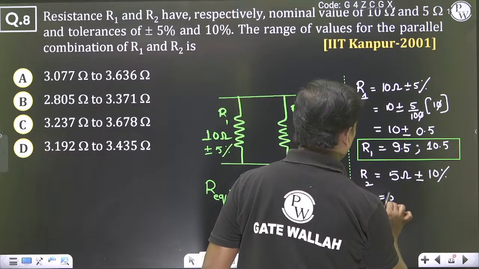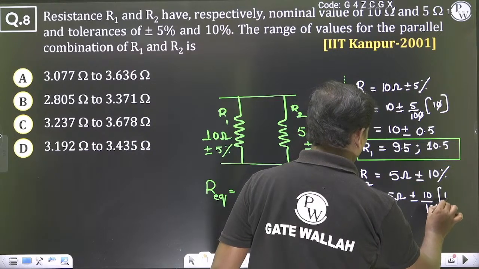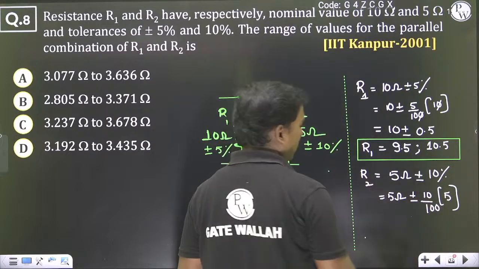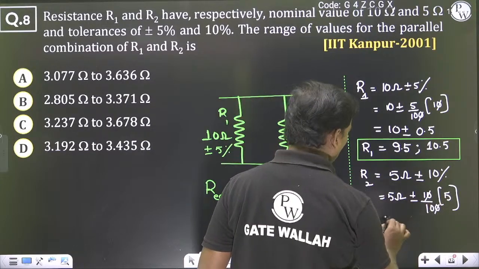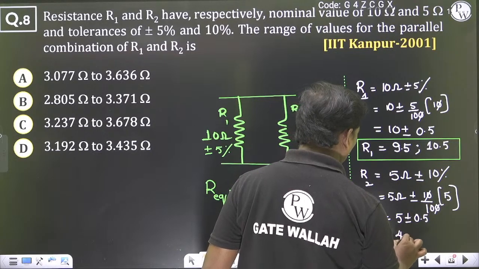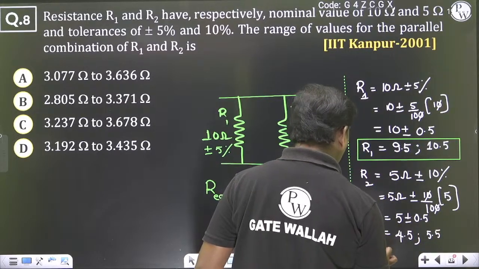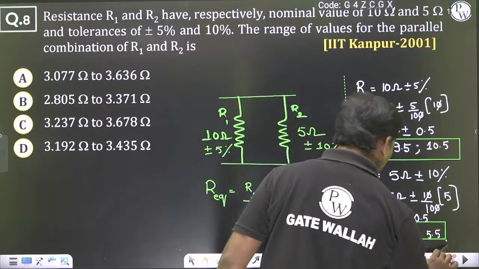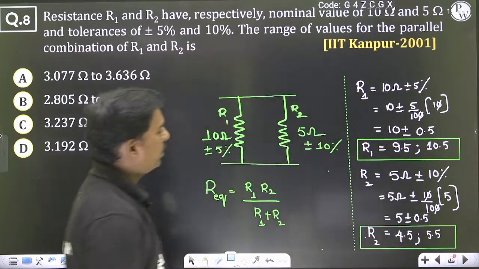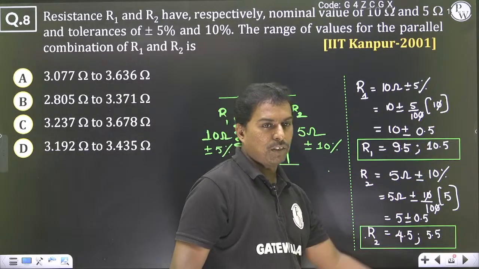That means what can I write? 5 ohms plus or minus 10 by 100 of 5. Okay? 10% of 5 will be 0.5. So that will be 5 plus or minus 0.5, so either 4.5 or 5.5. So these are the values of R2. So 4.5 and 5.5. This is 9.5, 10.5. This is 4.5, 5.5. Is it clear?